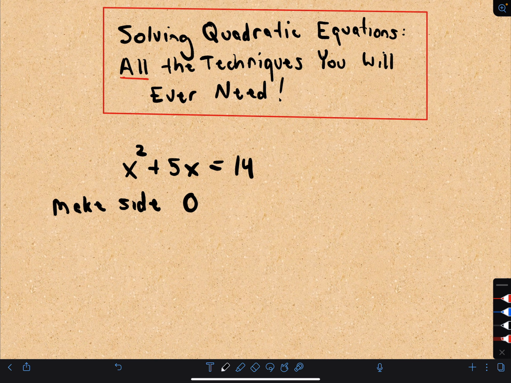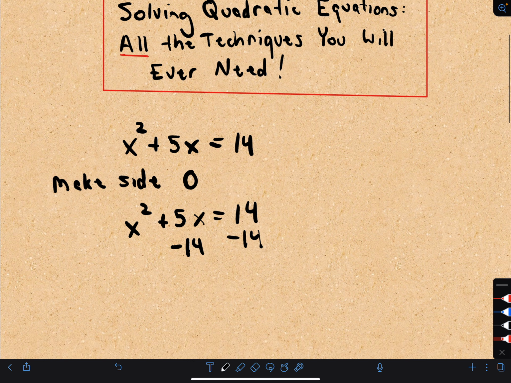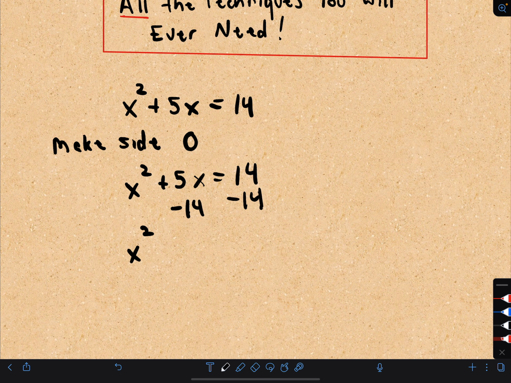So we want to make one side equal to 0. And typically, I like to keep my x squared term positive. So the first thing I'm going to do, well, I see this 14 on the right side. I'm simply going to subtract 14 from both sides. So on the left side, we would have x squared plus 5x minus 14. Notice we don't have any like terms on the left side, so we just keep everything. On the right, 14 minus 14 is simply going to give us 0. Okay, so we've got this first step done. We've got one side equal to 0.